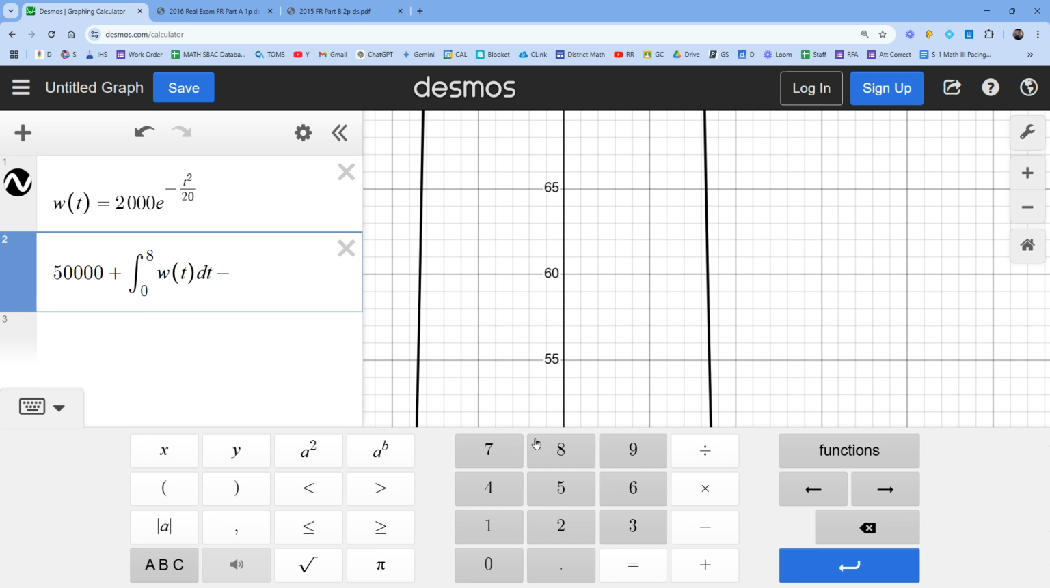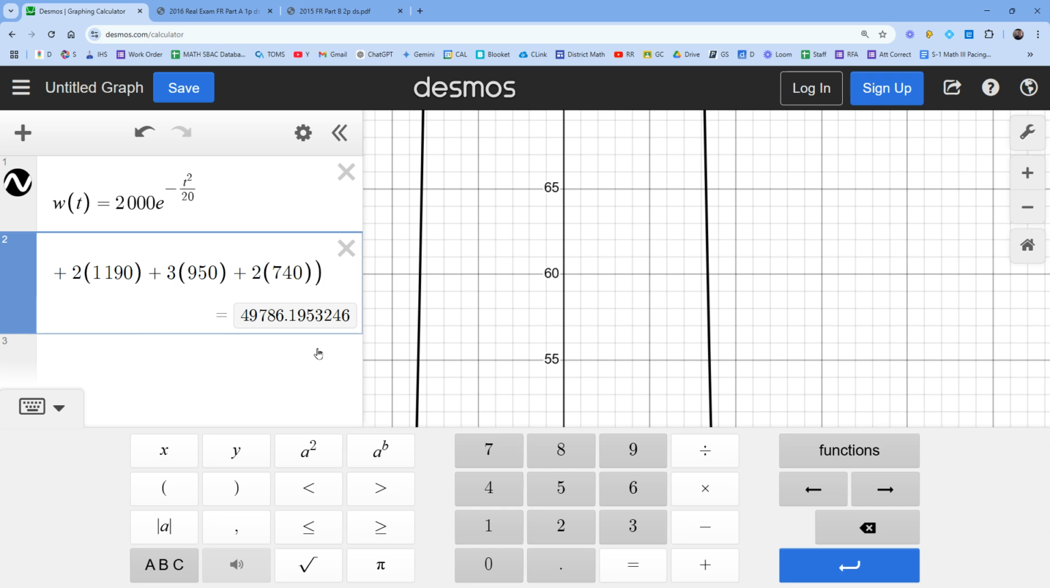Then I'm going to subtract. Now I'm going to use parentheses here. I'm going to subtract what's removed. That's that Riemann sum that I did in part B. So I'm just going to copy what I did in part B. So that's 1 times 1340, plus 2 times 1190, plus 3 times 950, plus 2 times 740. And that will tell me the total amount of water that was in the tank. So it is 49,000.